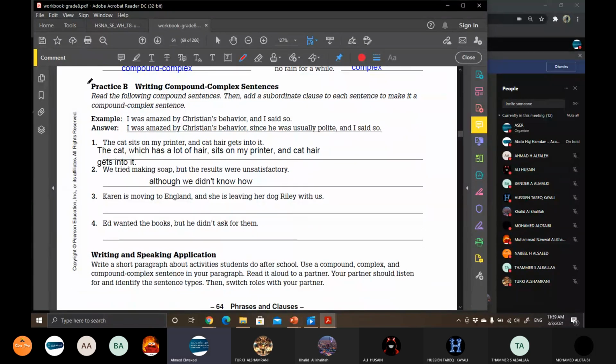And here, read each following sentence, and then add a subordinate clause to each sentence in order to make a compound complex one. I believe I have solved the first 2 for you. The cat sits on my printer and cat hair gets into it. So the cat, which has a lot of hair, sits on my printer and her hair gets into it.